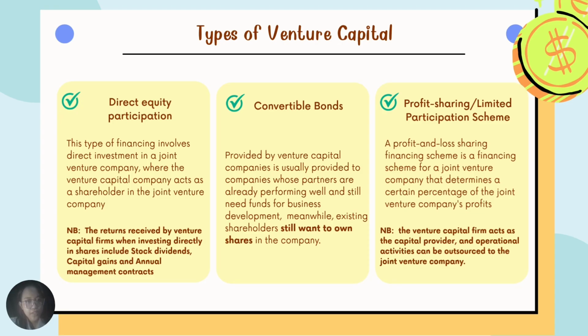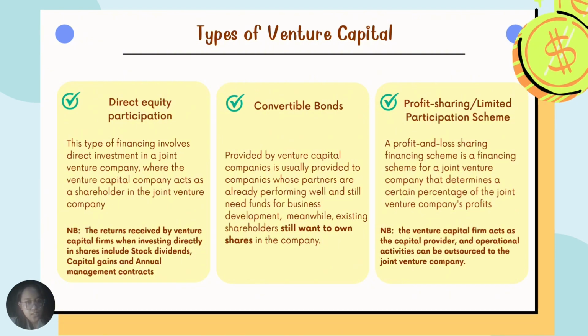So there are three types of venture capital. The first one is direct equity participation. This type of financing involves direct investment in a joint venture company, where the venture capital company acts as a shareholder in the joint venture company. You need to take note that the return received by the venture capital firm when investing directly in shares includes stock dividends, capital gains, and annual management contract fees.